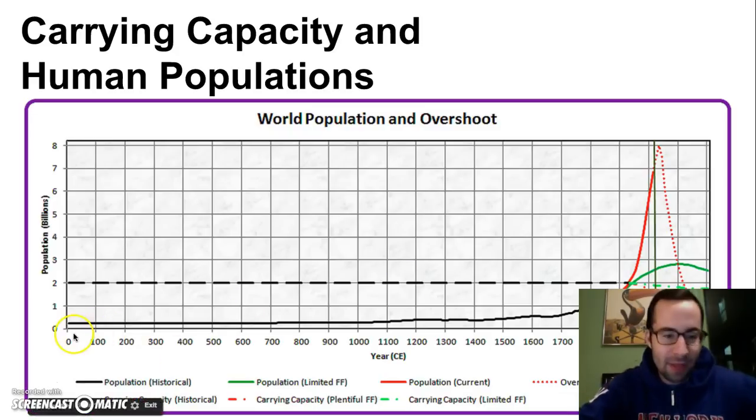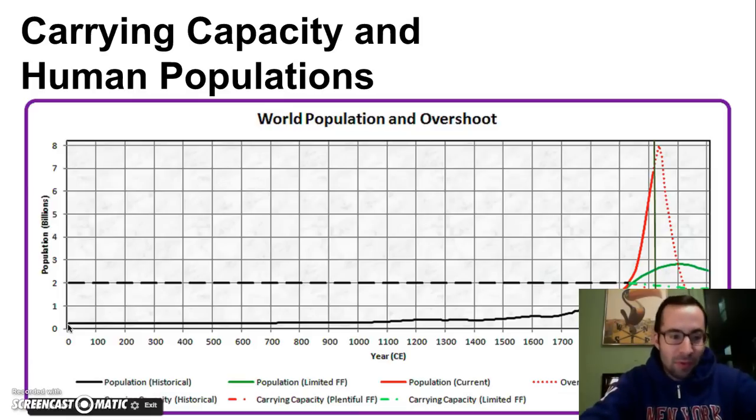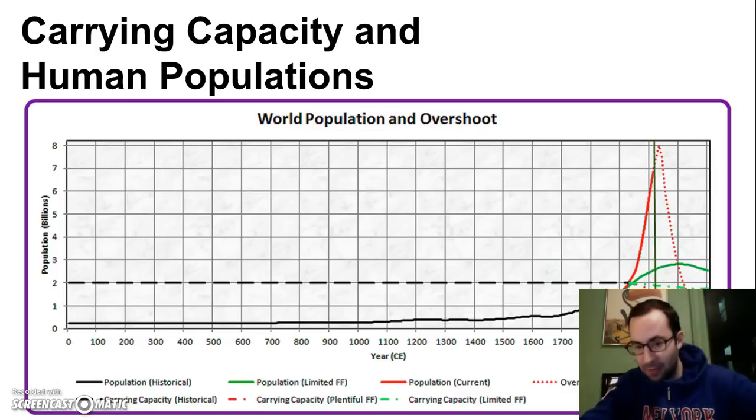So look, way back in the day when Jesus Christ was born in the year 0, there were only about 500 million people on Earth. Not even a billion people, maybe not even half a billion people. And that stayed more or less the same for, I don't know, 1,800 years. Not until the year 1800, 1,800 years after Jesus was born, did the human population hit 1 billion.